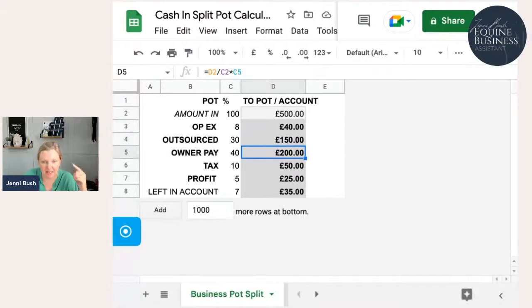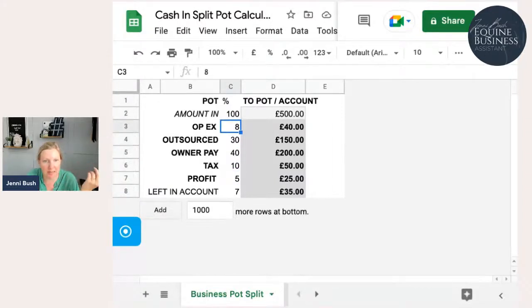So then I put money into owner's pay, so that's how much I pay myself. I put money into my tax pot, and I put a percentage into a profit, and then it leaves me with an amount in the account. So all I do in here is put 100% as that amount. Then I work out how much the percentage is.